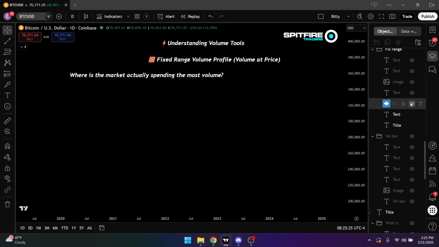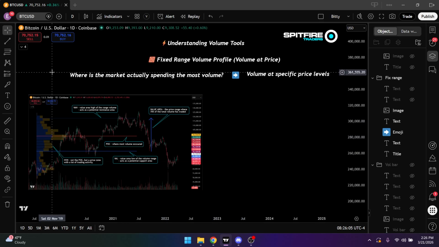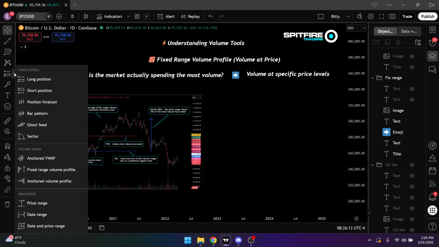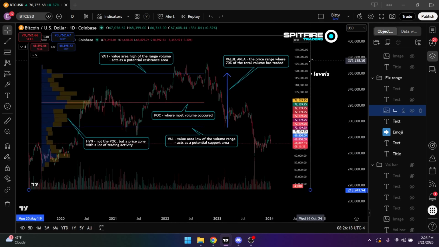Instead of showing volume over time, it shows volume at specific price levels. And that gives us a much deeper understanding of how the market is behaving. And this is how it looks. First of all, you'll find the fixed range volume profile on the left bar of the TradingView. Here, under the fourth option, in the middle, we have fixed range volume profile. And on our chart, it looks like this.